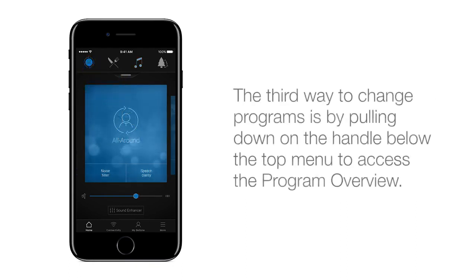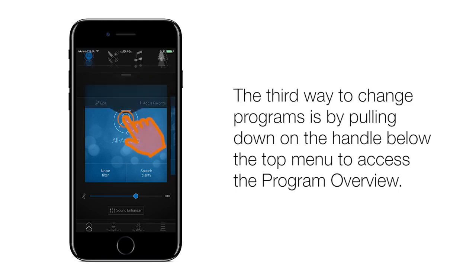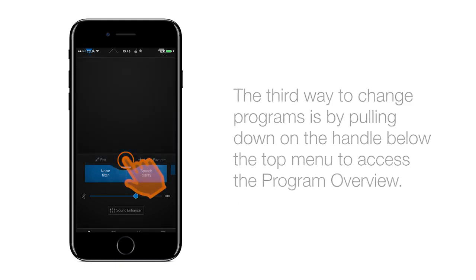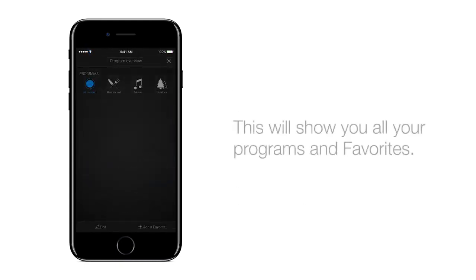The third way to change programs is by pulling down on the handle below the top menu to access the program overview. The finger taps at the top center and drags an orange circle down and over the screen. This will show you all your programs and favorites.